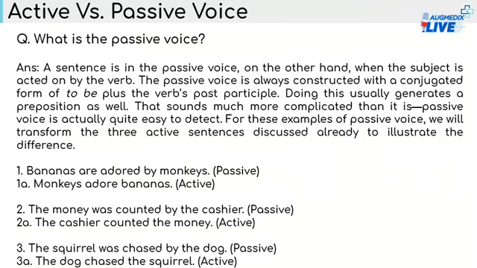The passive voice is always constructed with a conjugated form of to be plus the verb's past participle. Doing this usually generates a preposition as well. That sounds much more complicated than it is. Passive voice is actually quite easy to detect. For these examples of passive voice, we will transform the three active sentences discussed already to illustrate the difference.